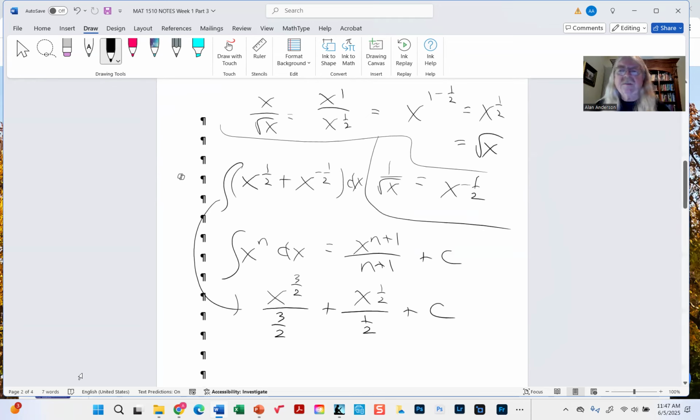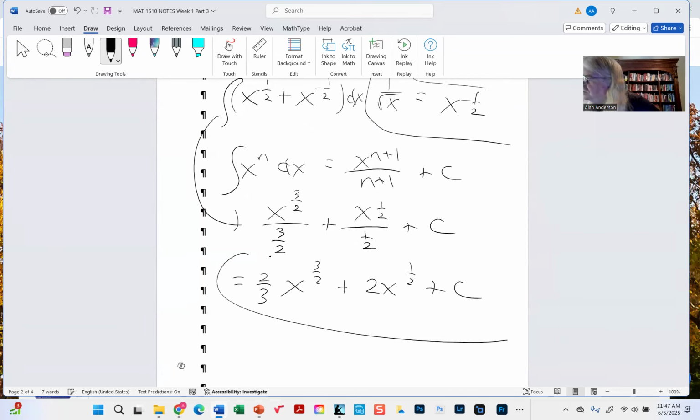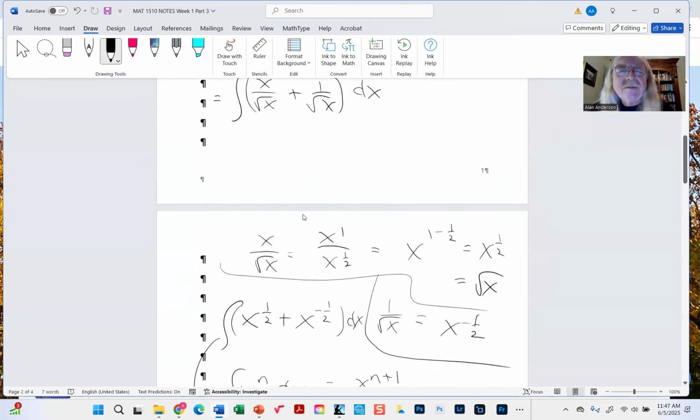Now, of course, these are very messy expressions. We don't want to just leave them like this, do we? No. So we'll rewrite this as 3/2, sorry, 2/3 x to the 3/2. Have to invert it, of course. And that is our final answer right there. So we dodged a bullet with that one, I think.